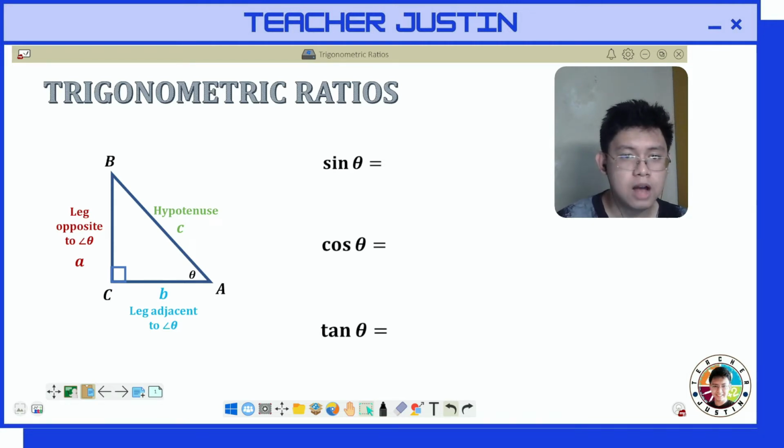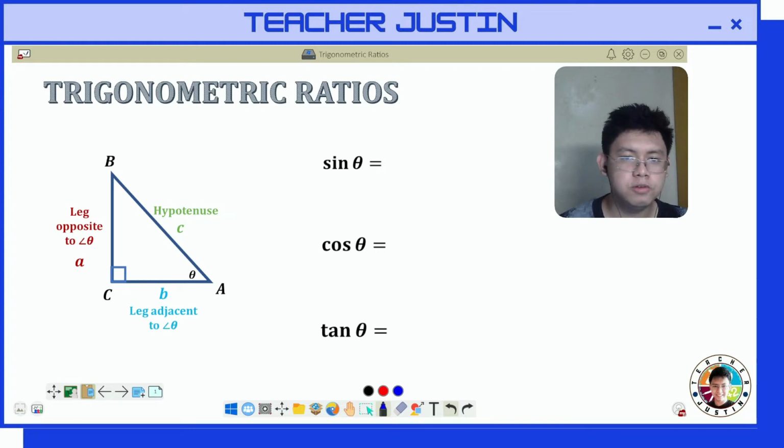So, our trigonometric ratio will be based on the ratio of the sides of our right triangle according to the angle. We have here the angle. So, this is our opposite side, and this is our adjacent side. We will always base our opposite side and adjacent side on our angle.